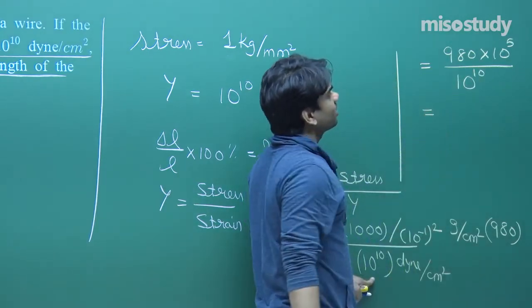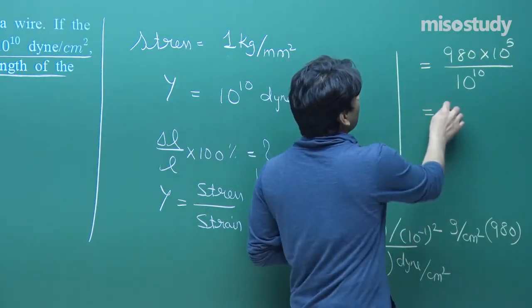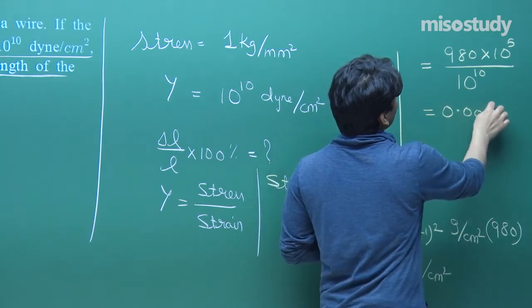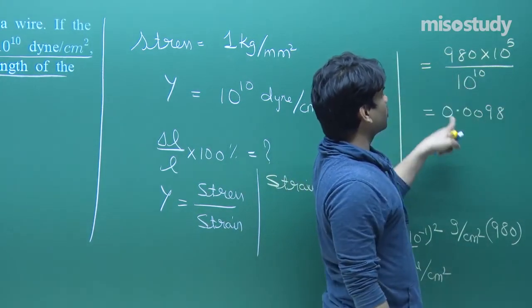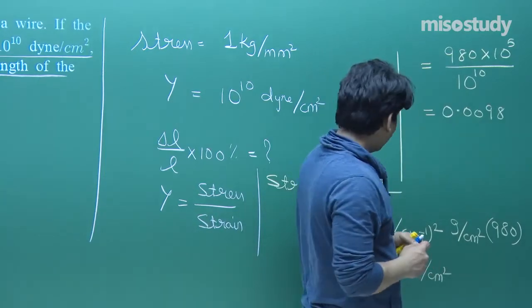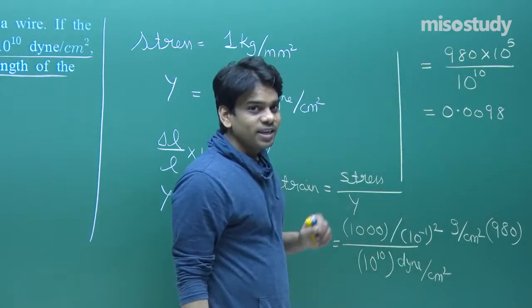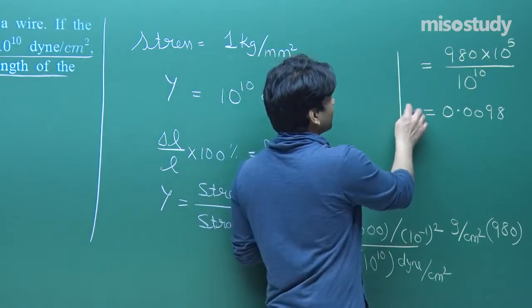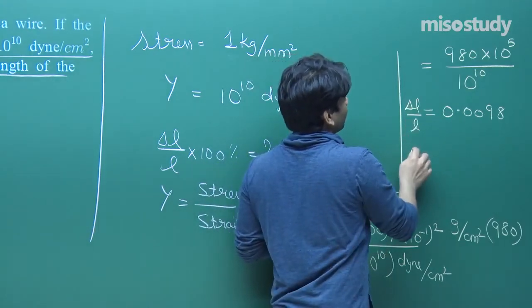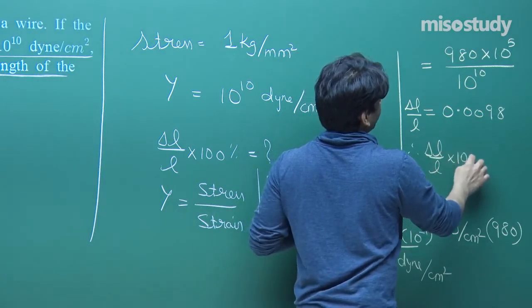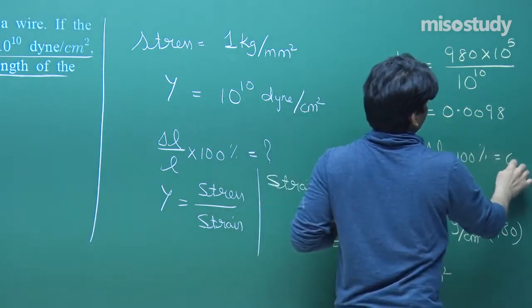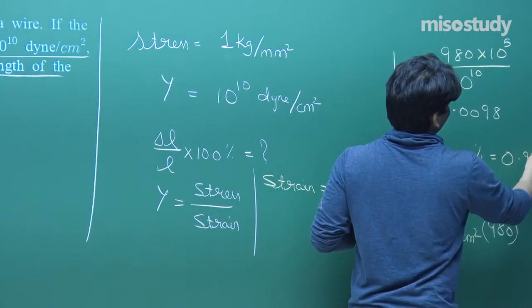Clearly you can write this as 0.0098, 10 to power 5 will be left here, 3.0098, that is what you are going to get. That's the value of delta L by L. So therefore, delta L by L multiplied with 100% will come out to be 0.98%.